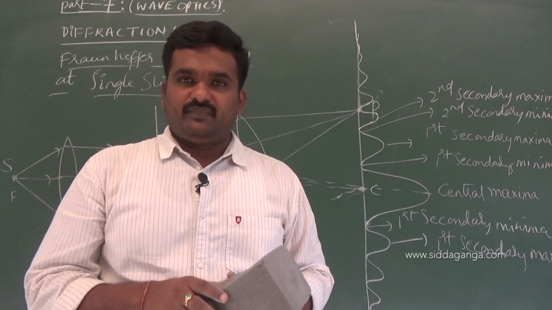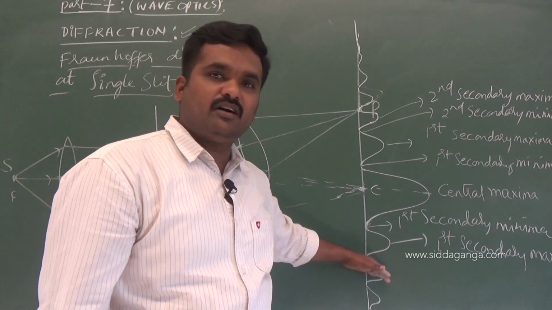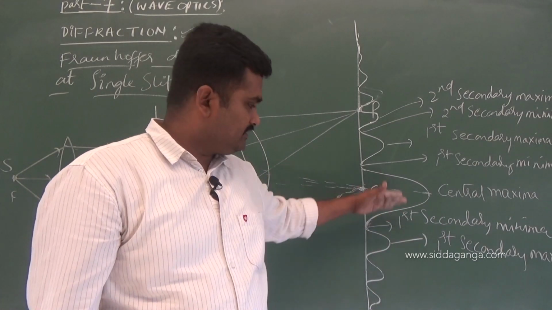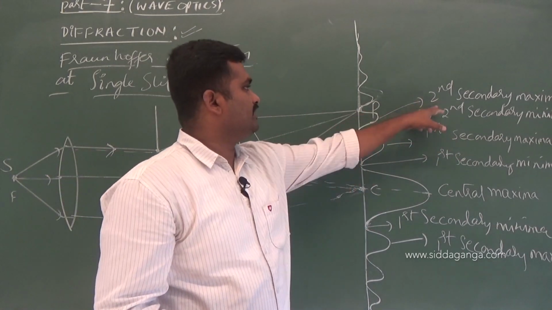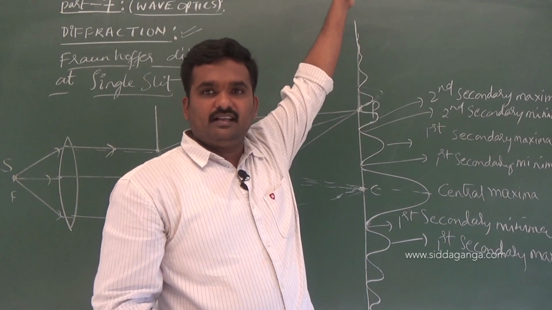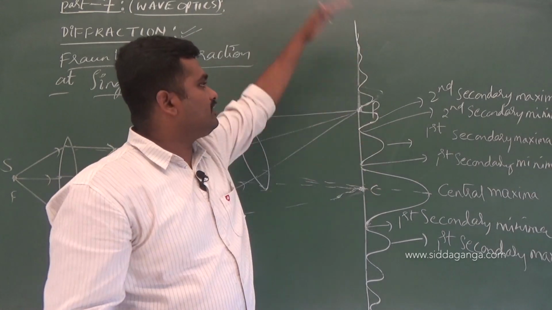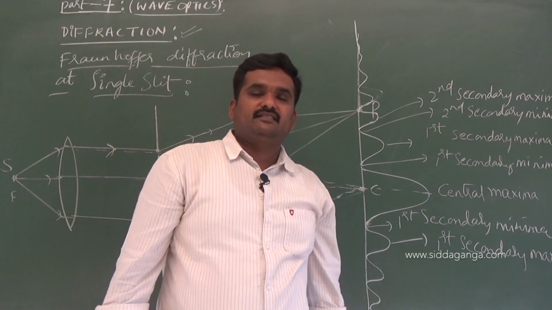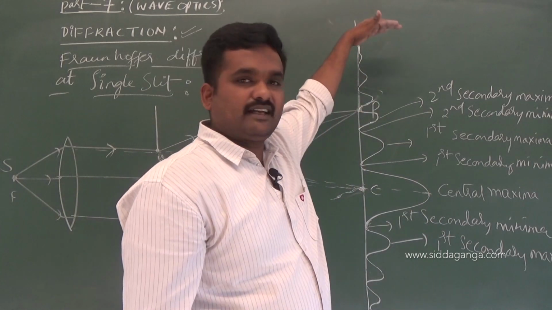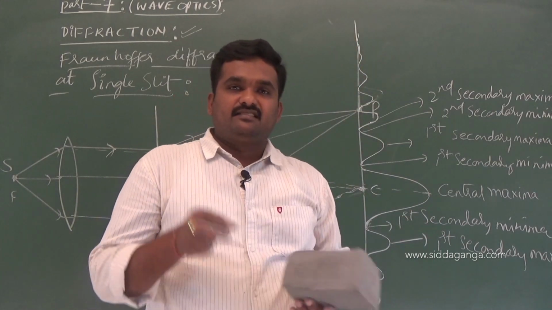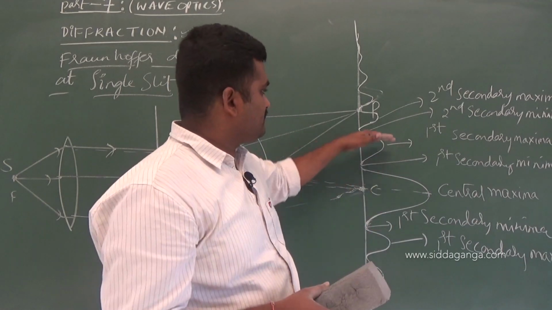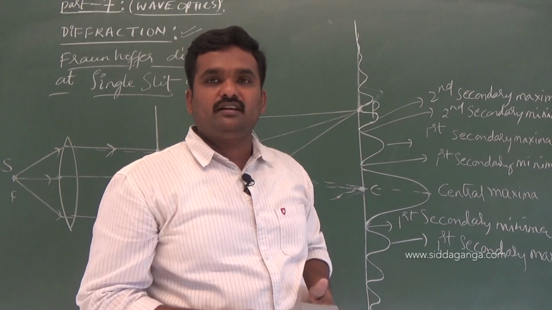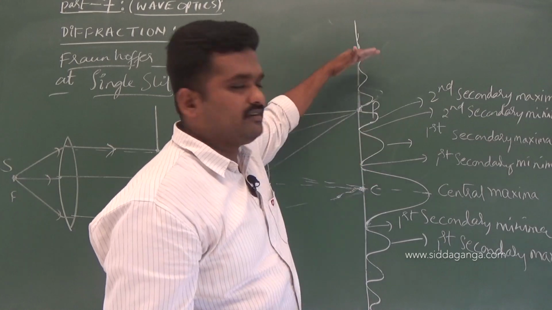As you move away, as the order of this maxima and minima increases on the other side. As the order means what? This is the first one. This is second bright, this is third bright, this is nth bright. As you move away, as the order of the secondary maxima increases, its intensity goes on decreasing. So the intensities of the secondary maxima decrease as you move away from the central maxima.